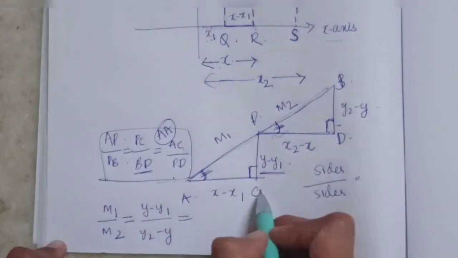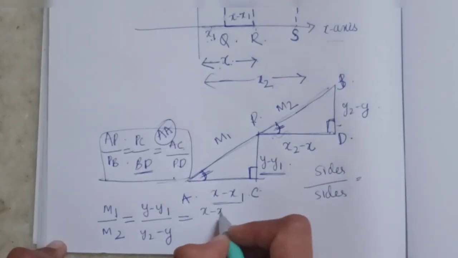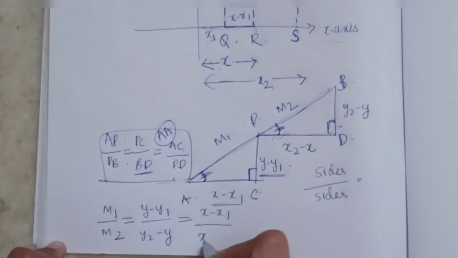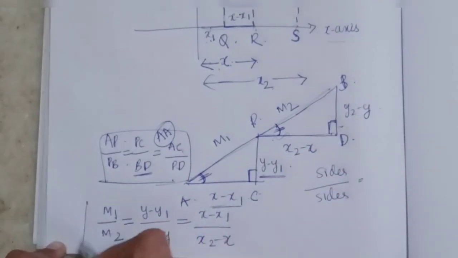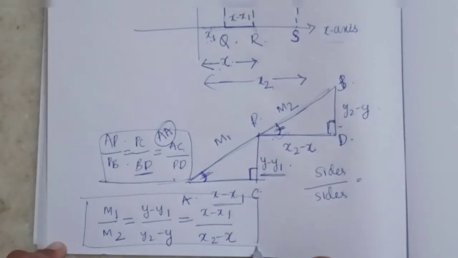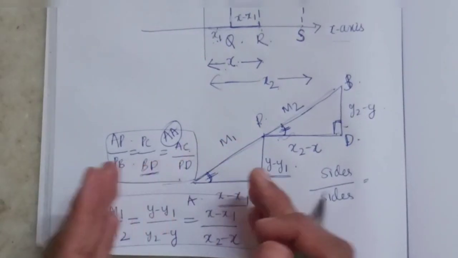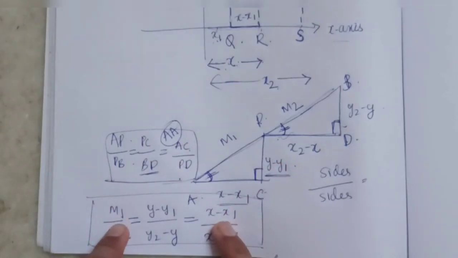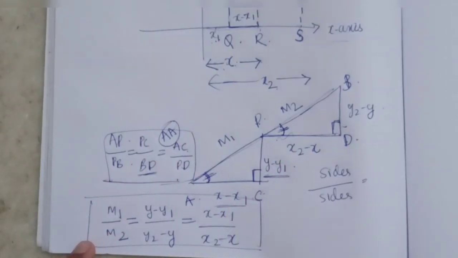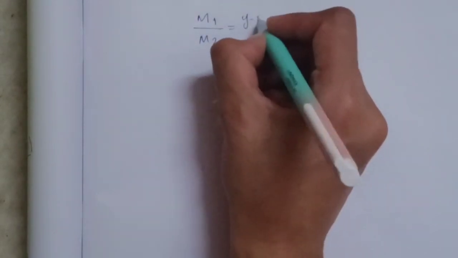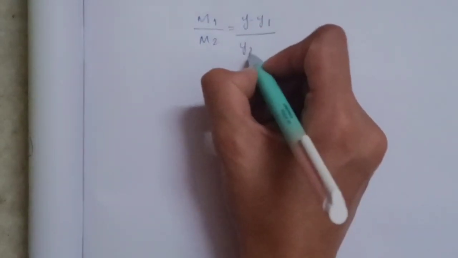What is AC? x minus x1 by, what is PD? PD is x2 minus x. So here we have got this one. So we shall solve this. First of all, we'll solve these two first, then we'll solve this. So now m1 by m2 is equal to y minus y1 by y2 minus y.